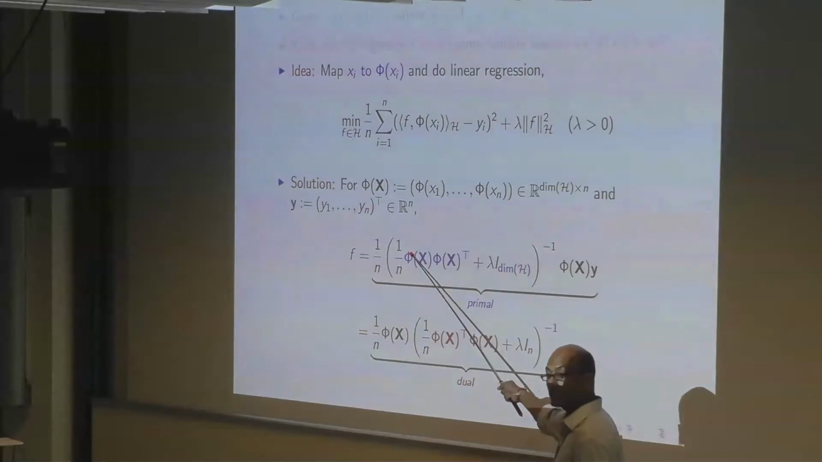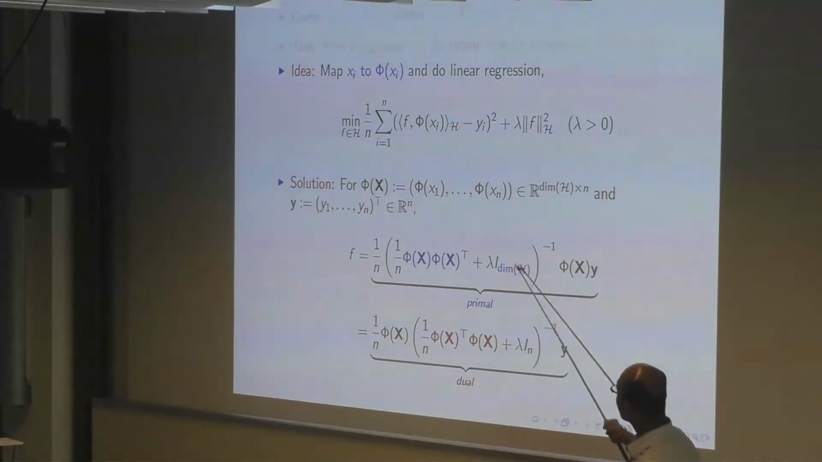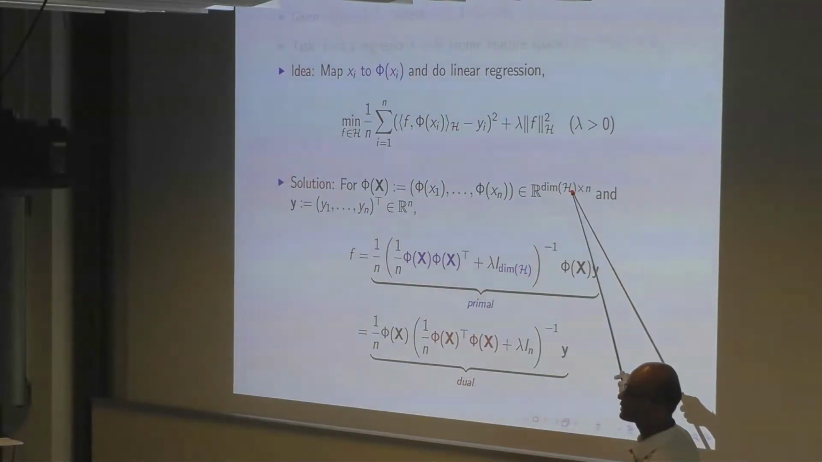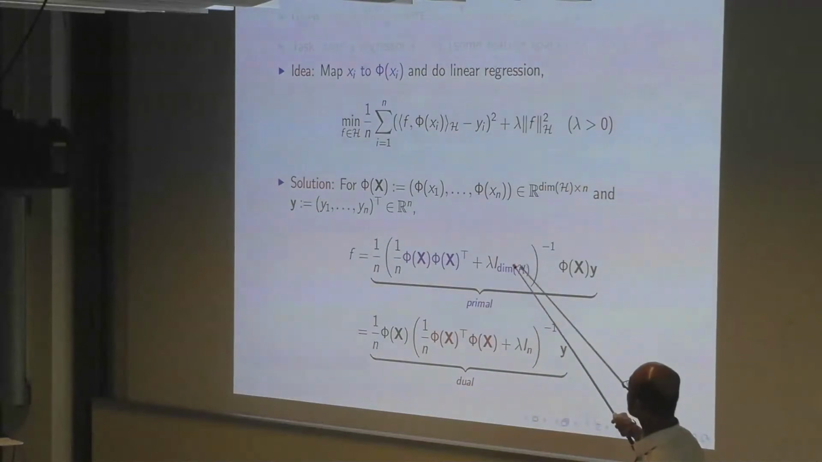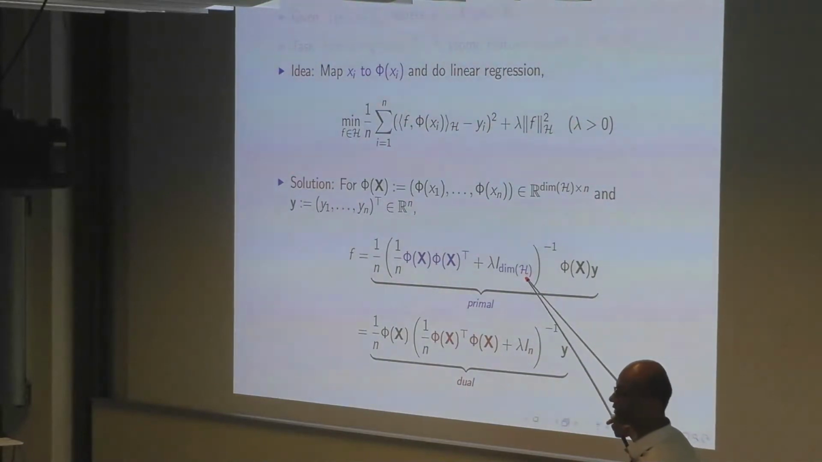The size of this matrix in the previous case is d by d, but the size of this matrix here is basically the dimension of your Hilbert space H. As we have seen, we can have feature maps which are infinite dimensional. So this could be infinite dimensional.